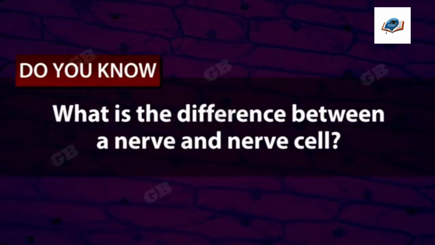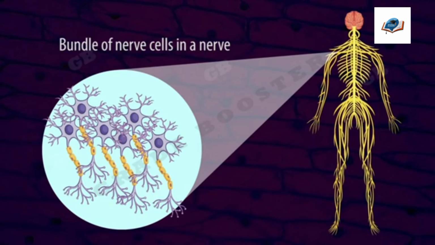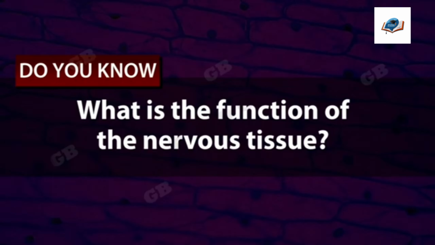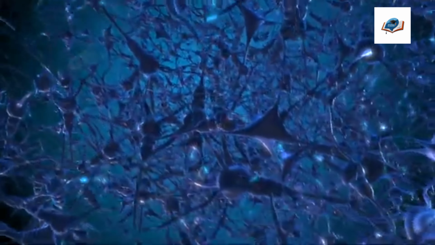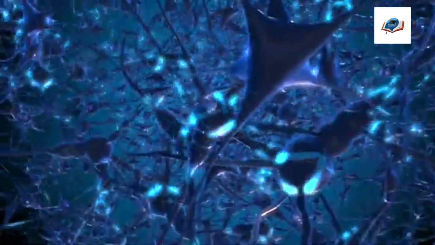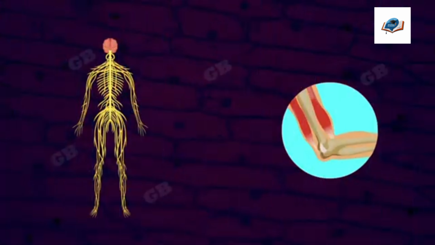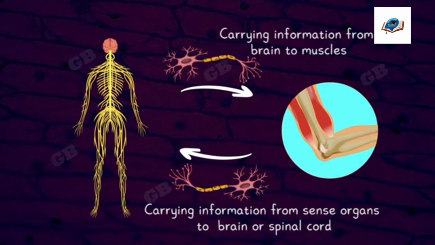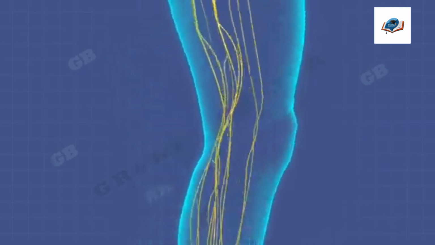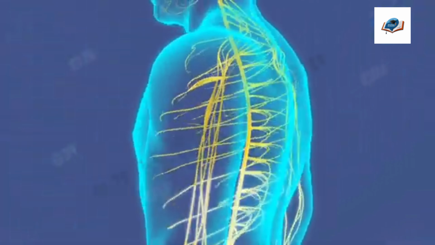Difference between nerve and nerve cell. A nerve is a bundle of neurons. Multiple nerve fibers are bound together by connective tissue to form a nerve. Function. Nerves carry messages in the form of electric impulses, also known as nerve impulses, from sense organs to the brain or spinal cord. They also carry impulses from the brain or spinal cord to muscles, enabling actions. Nervous tissue allows animals to respond quickly to external stimuli, coordinating their actions for survival and interaction with the environment.